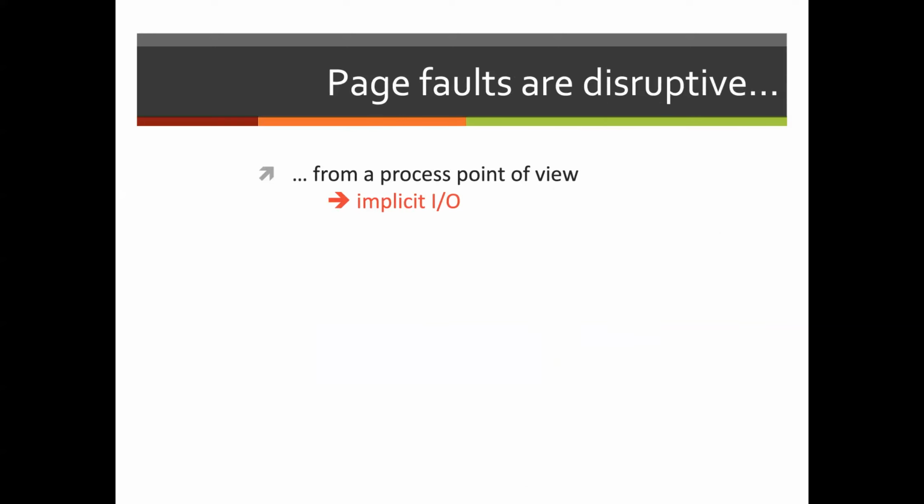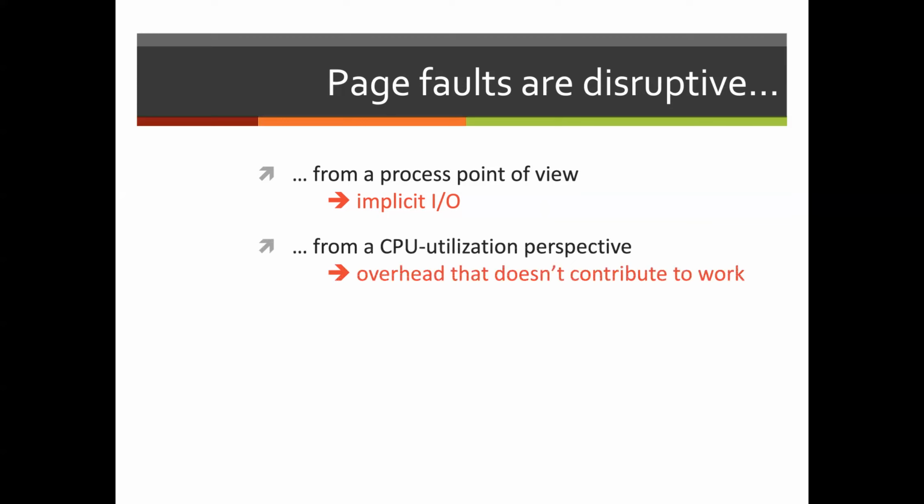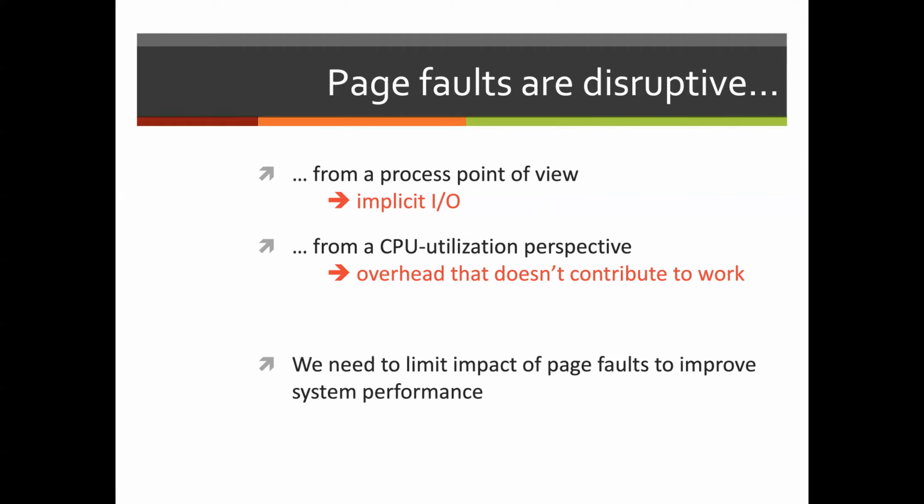One thing we have to keep in mind is that page faults can be very disruptive. Specifically, from a process point of view, we have implicit IO that causes page faults to be disruptive. And from a CPU utilization perspective, the overhead doesn't contribute to the work that we need. So we'll need to limit the impact of our page faults so that we can improve system performance.